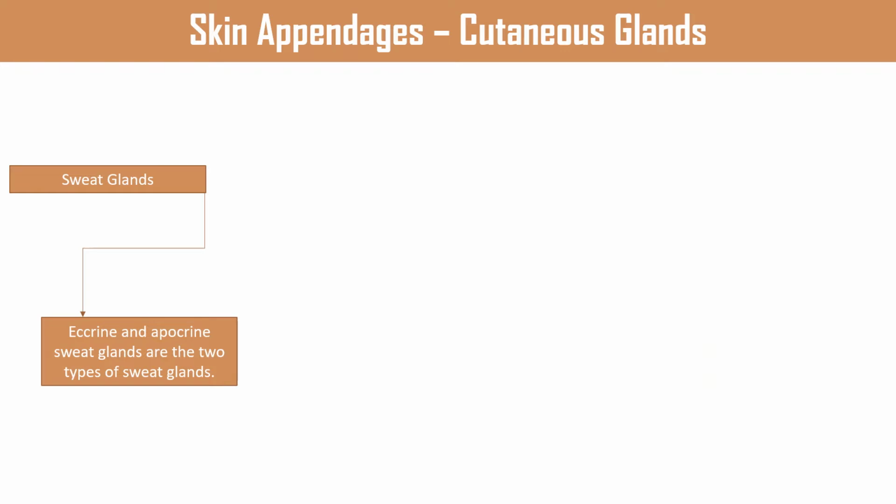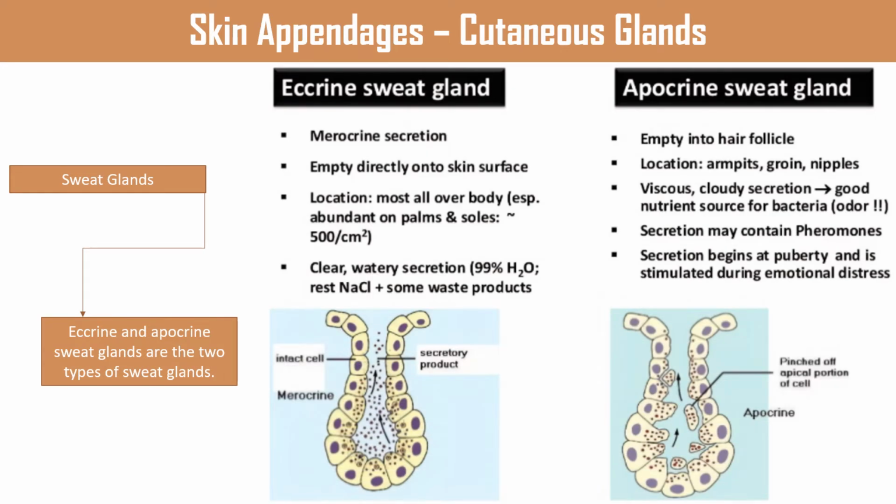Next, we have sweat glands. Sweat glands are of two types: eccrine sweat glands and apocrine sweat glands. Eccrine glands have merocrine secretion and empty directly onto the skin surface. They are located almost all over the body, abundant on the palms and soles. Their clear watery secretion contains 99% water, and the rest is NaCl plus some waste products.